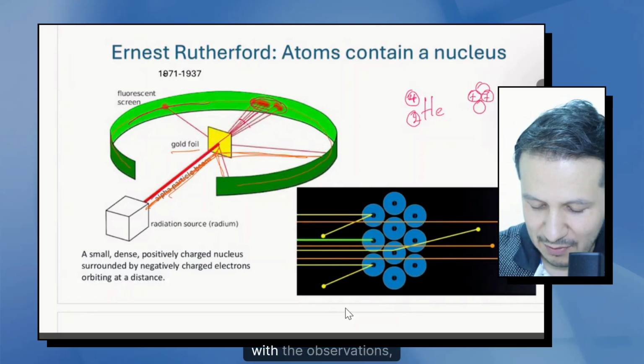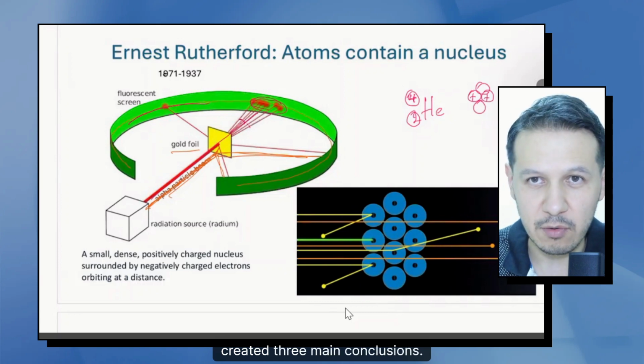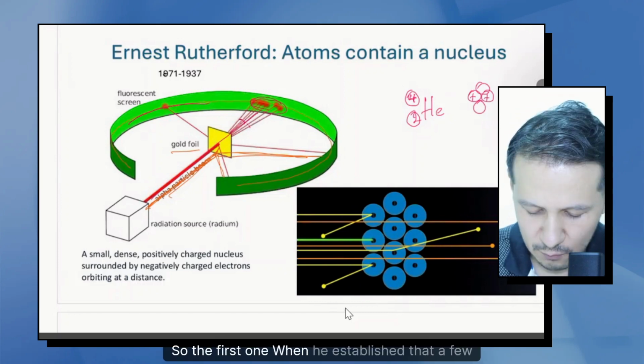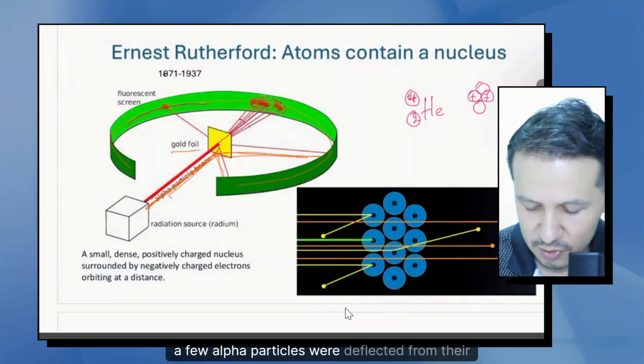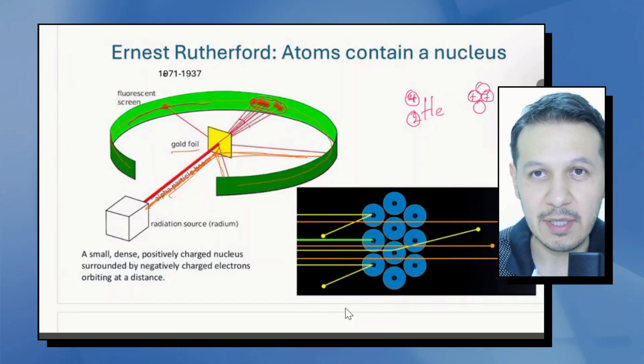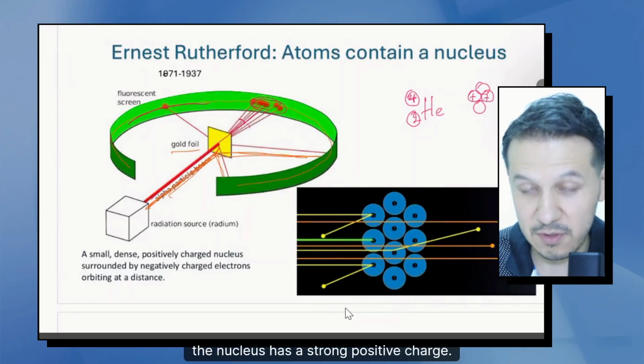Now, with the observations, Rutherford created three main conclusions. The first one: when he established that a few alpha particles were deflected from their path, the conclusion was that the nucleus has a strong positive charge.